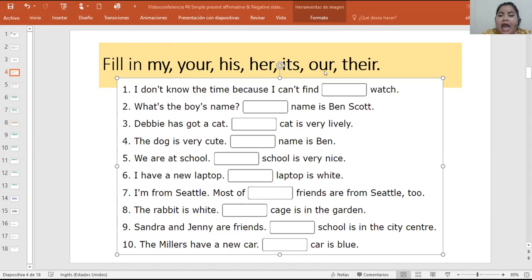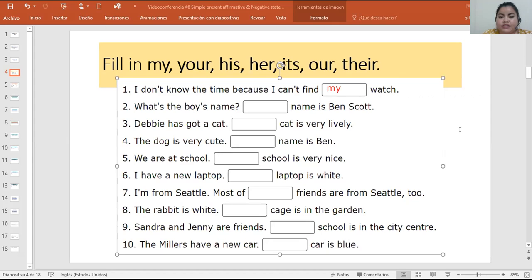So I want you to look at the sentences there. Number 1 says, I don't know the time. I don't know the time because I can't find my watch. Very good. So that will be the first answer that we're going to put. My watch. Let me put it here for you. Okay, my watch. I can't find my watch.